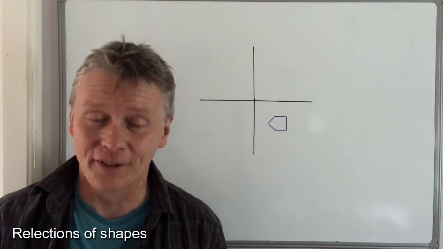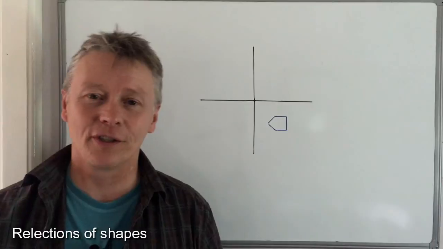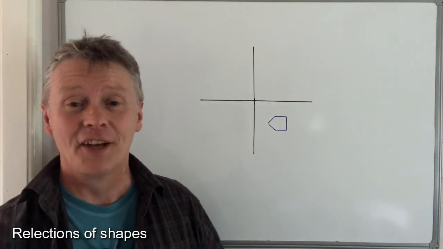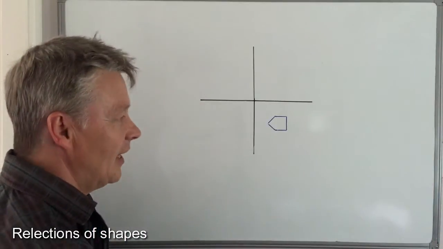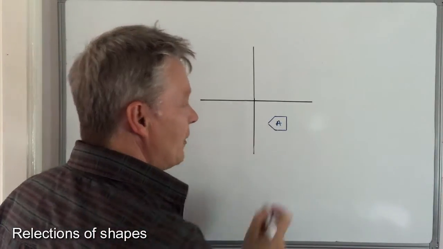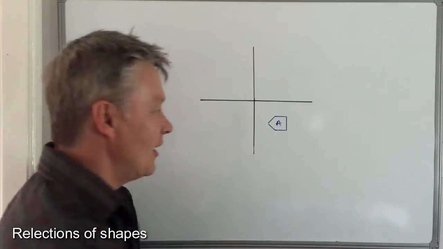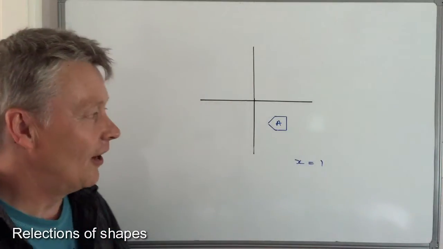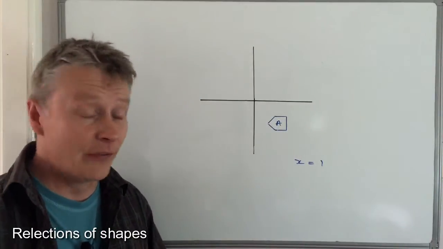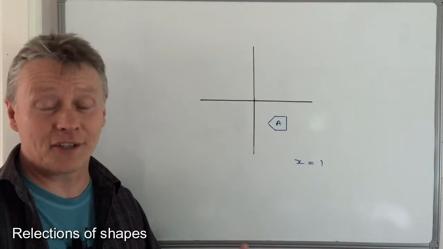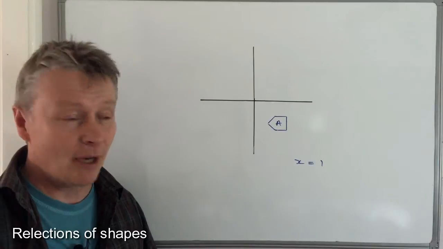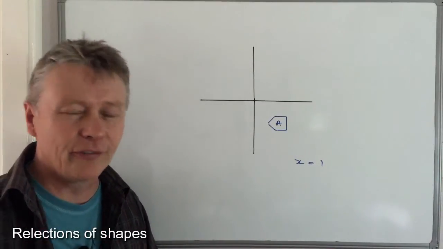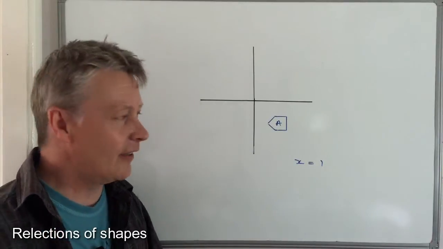Typically the kind of question you're going to get will say something like, reflect shape A in the mirror line x equals 1. A couple of things you need to do with this. Firstly, you need to establish where x equals 1. Secondly, you need to make sure that you draw relatively accurately for these kind of questions. They're roughly about 3 marks, something like that.